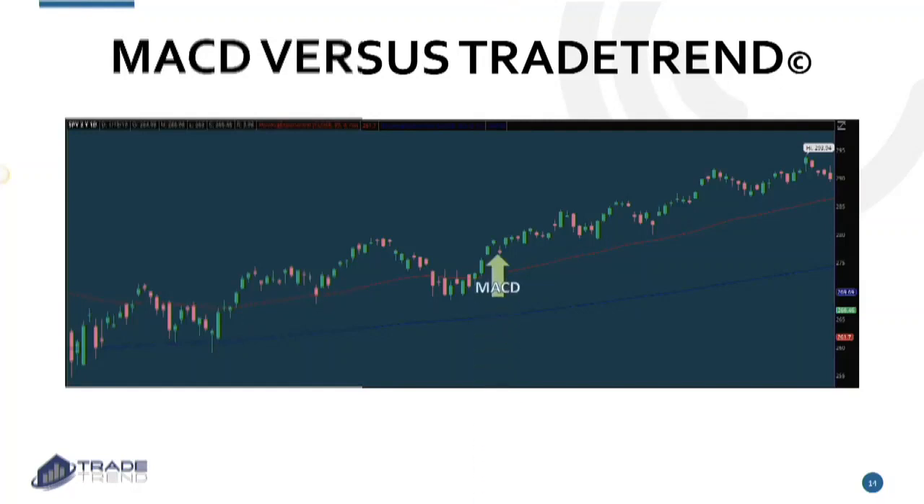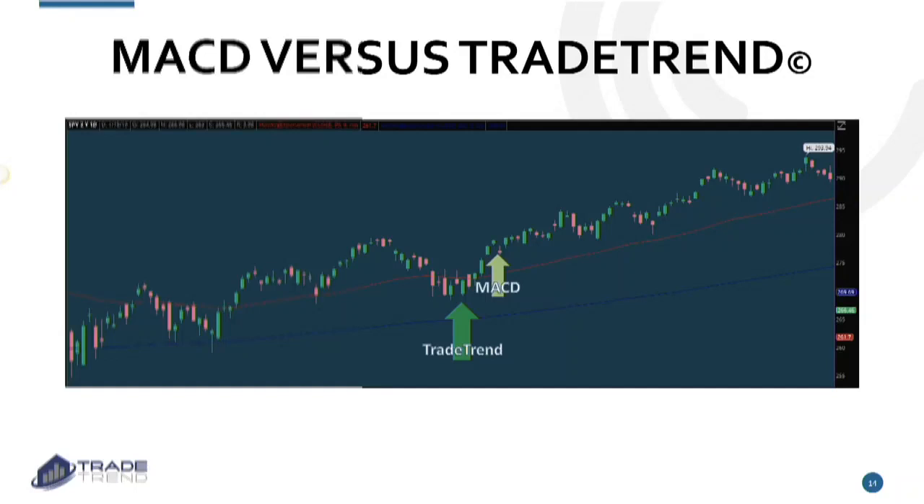At this particular time, this is where a MACD cross occurred in an uptrend. I don't have it plotted here. And you can see it did a pretty good job at signifying a potential move to the upside, which did occur. But if you use what we've programmed, called Trade Trend, it would have actually identified that momentum shift about a week earlier.